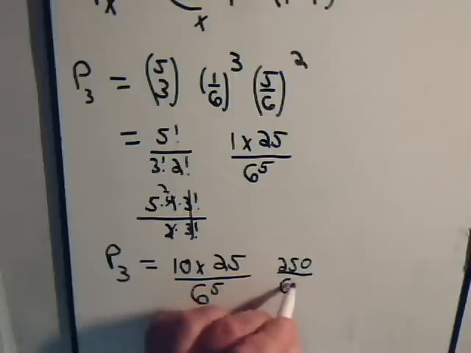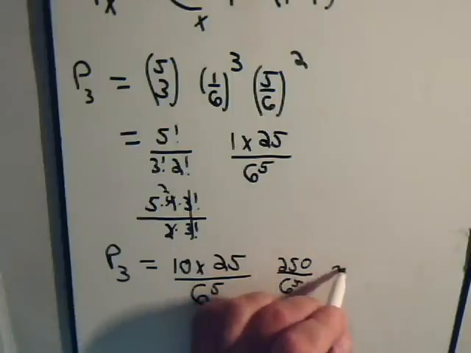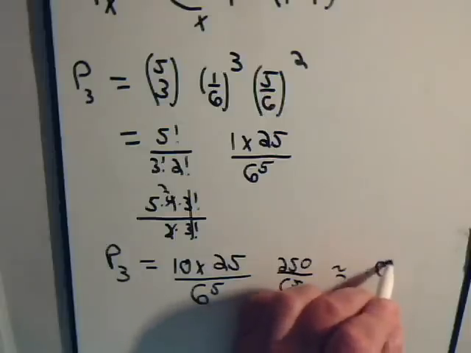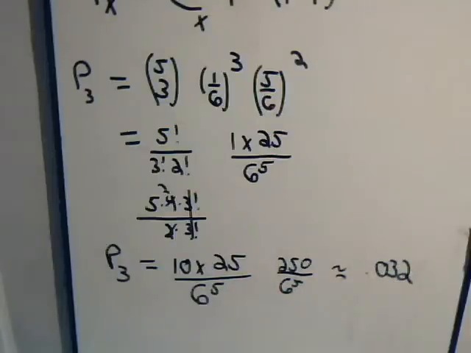I think if you put it on the calculator, that's around 0.032. So you have a single die, you roll it 5 times, the probability of having a 4 show up 3 out of the 5 times is 0.032. Now let's go back here and look at our formula, what we did.